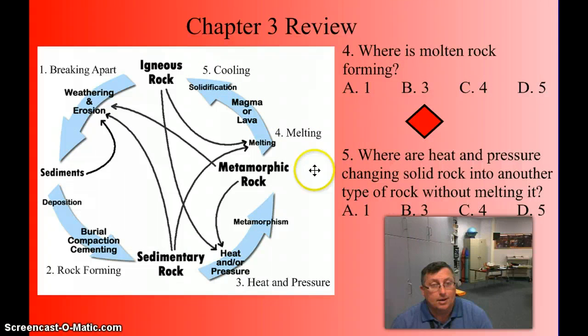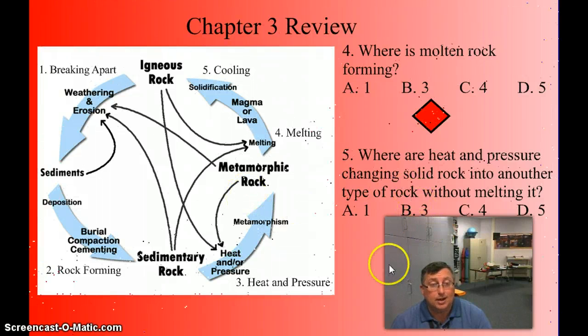So, and then more questions. Molten rock is forming where? That's C. Number 4, it's the melting part. And where are heat and pressure changing solid rock into another type of rock? That's metamorphism. That's going to be in part 3, the heat and pressure area.